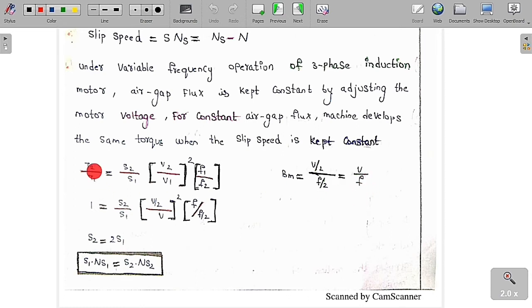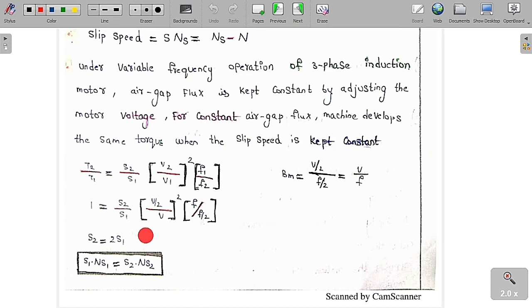I want the torque to be the same, so the torque ratio is 1. Now if you solve this, for S2 by S1, let me assume V2 is V1 by 2 and F2 is F1 by 2, because we keep the V by F ratio the same.